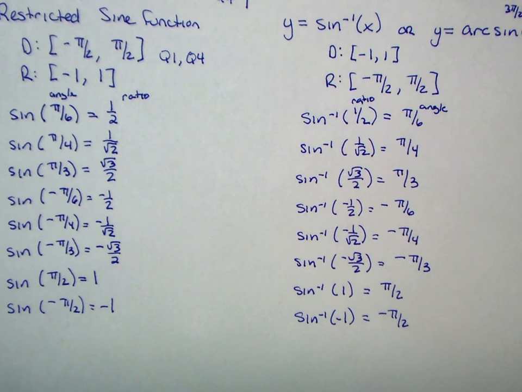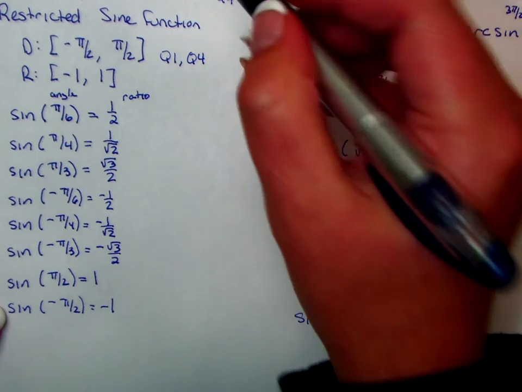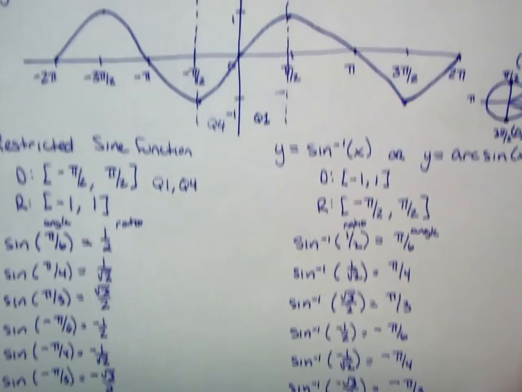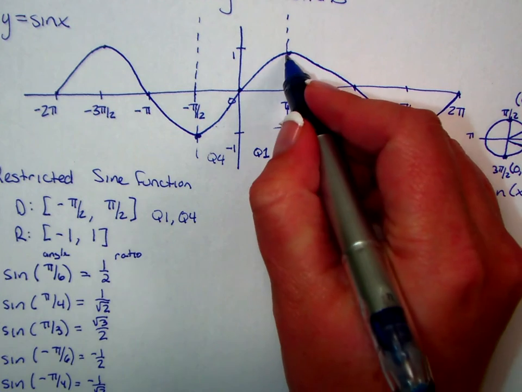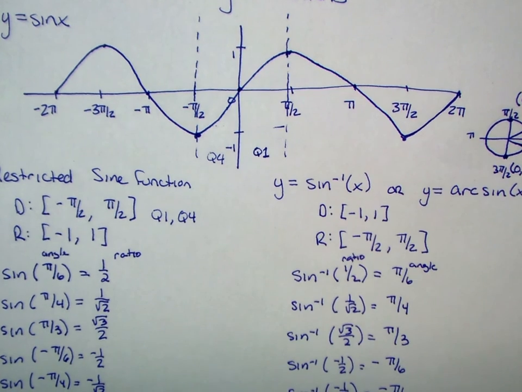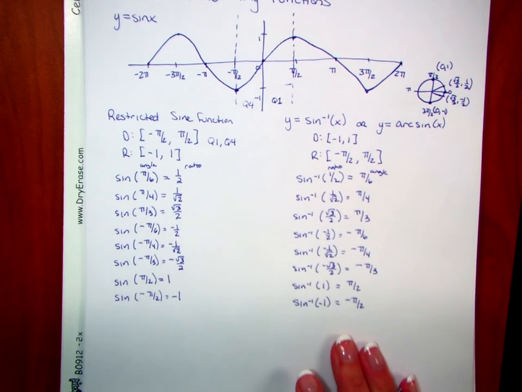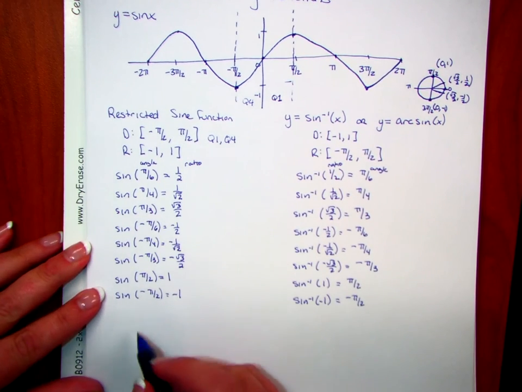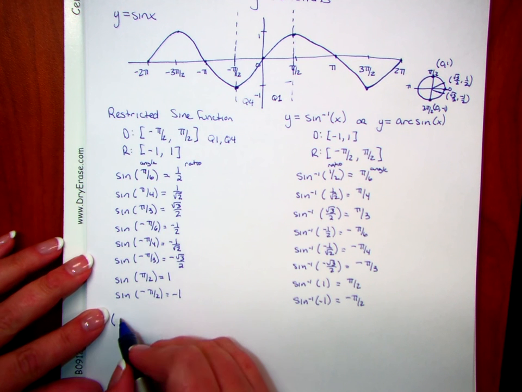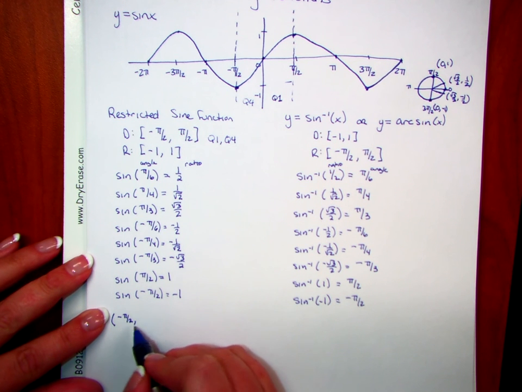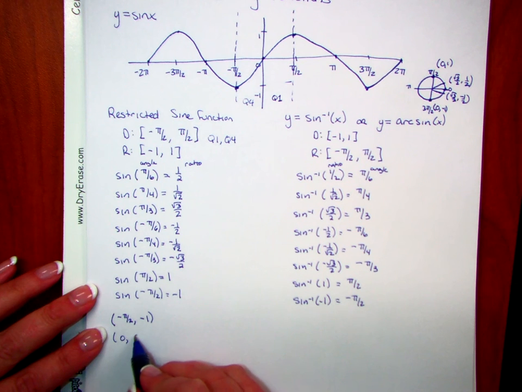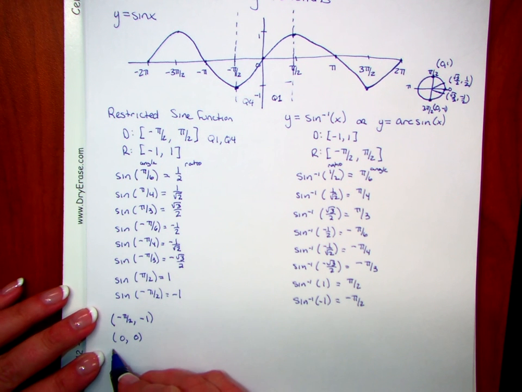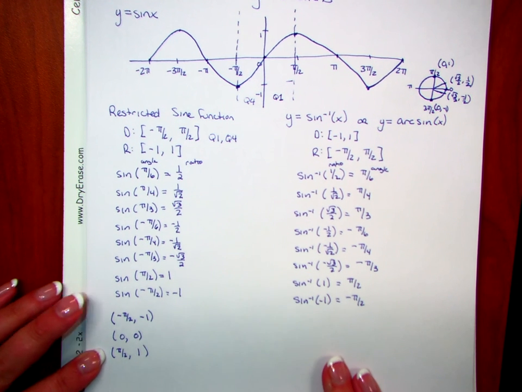So what I'd like to do is pull these 3 points on the sine function so that we can graph the inverse. Let me zoom out. On the sine function, I know that negative pi over 2, comma negative 1 is a point on sine. I know that 0, 0 is a point on sine. And I know that positive pi over 2, positive 1 is a point on sine.